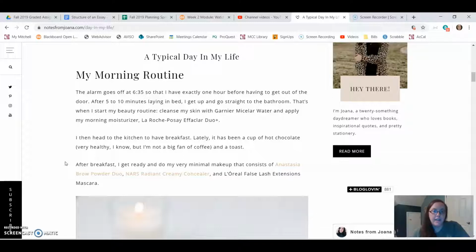The other thing is that there are details that she incorporates in her day that we really don't need to know. She says she lays in bed for 5 to 10 minutes and then goes to the bathroom. But I don't really need to know that about you unless that's a focal point that helps you, or a detail that helps you develop a focal point. In this case, I think it could have been left out.